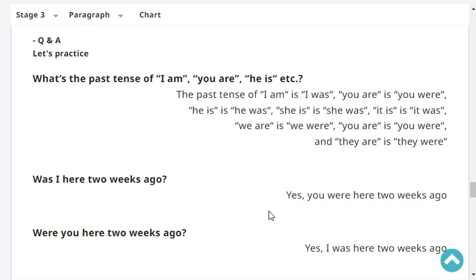Were you here 2 weeks ago? Yes, I was here 2 weeks ago. Where were you at this time yesterday? I was here at 6 p.m. at this time yesterday. Where were we in this room last week? Yes, we were in this room last week. Were they here 2 lessons ago? Yes, they were here 2 lessons ago.